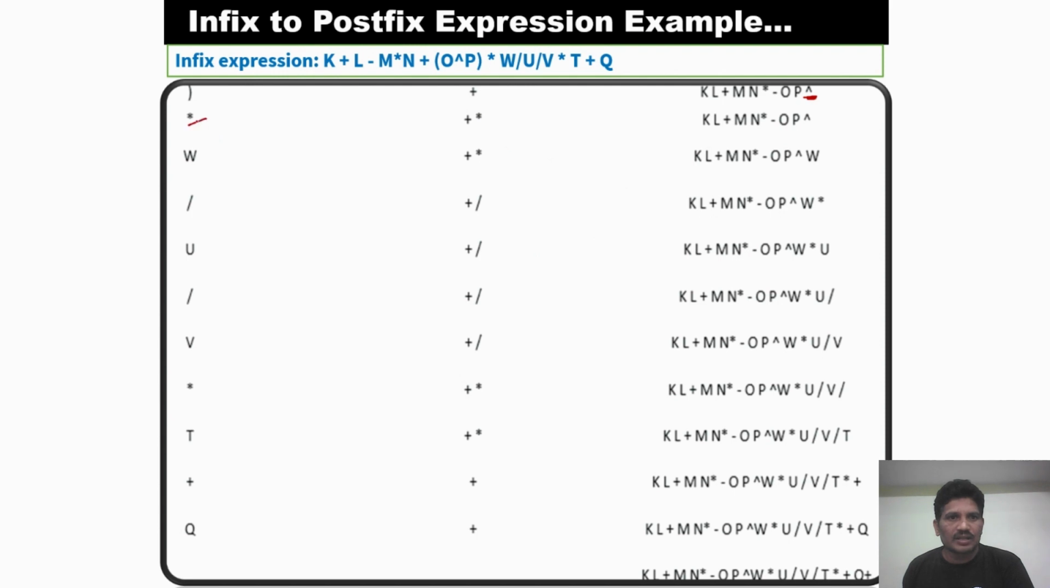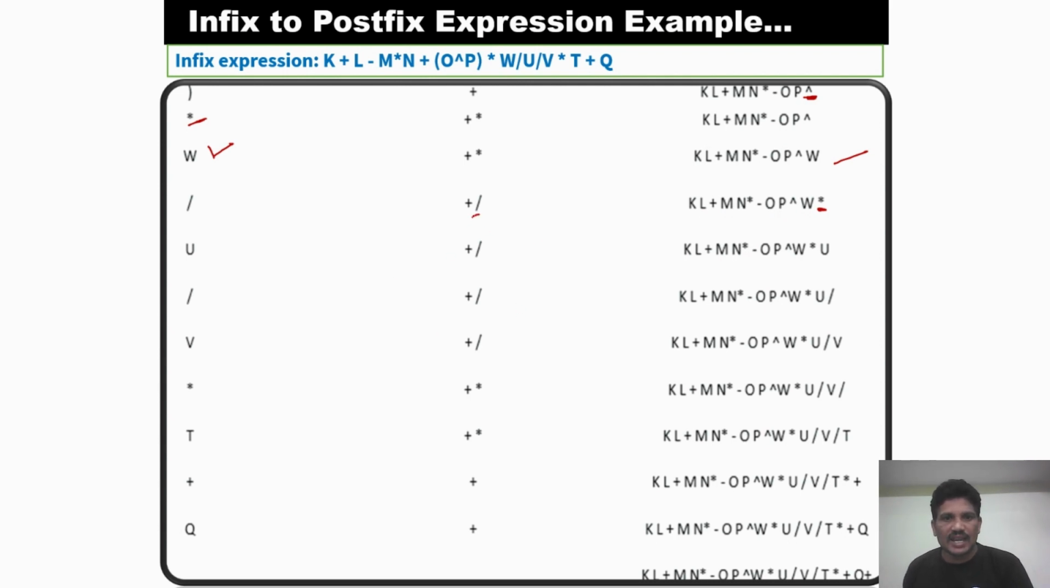Then after that, only plus will be there in the stack. Now the multiplication operator, there is no problem. The multiplication operator can be placed on the top of the plus symbol. Then w is an operand, directly we can add it into the postfix expression. Then the division symbol: division has the same precedence as the multiplication operator. Then the multiplication operator can be popped from the stack, then we add it in the postfix expression.